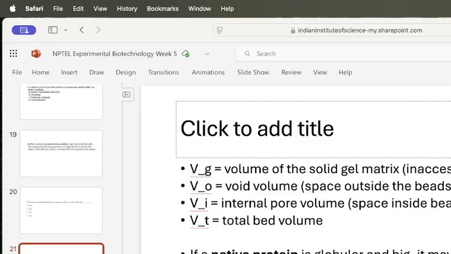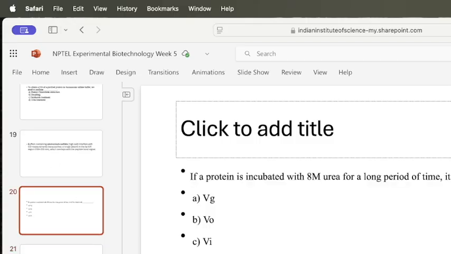Okay, so we earlier saw this. VO is the void volume, VI is the internal pore volume, VT is the total bed volume. Now, when the protein is globular, it can either enter through your internal pore volume, or if it's very large, it will elute through your void volume. But if it's denatured, it will become a random coil. So that is equivalent to your smaller molecule. And they say that it can penetrate the pore, so it will elute at the total column volume, which means it will go through the entire length of the column into all the pores, take a lot of time, and exits last. So the option is your VT.